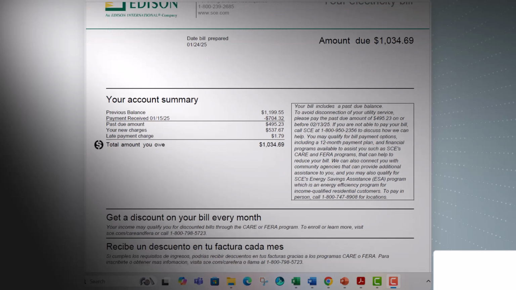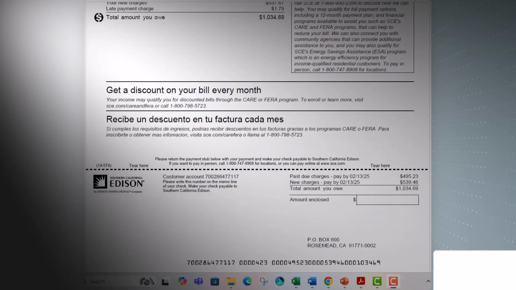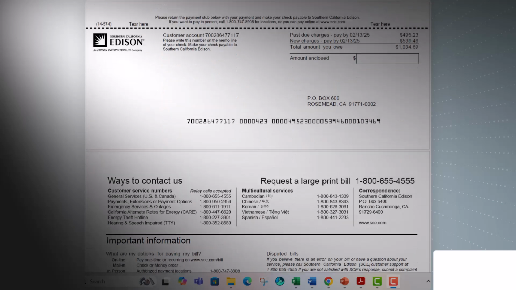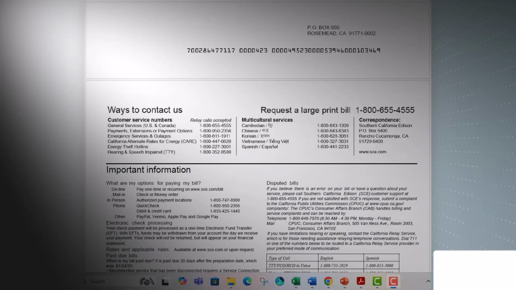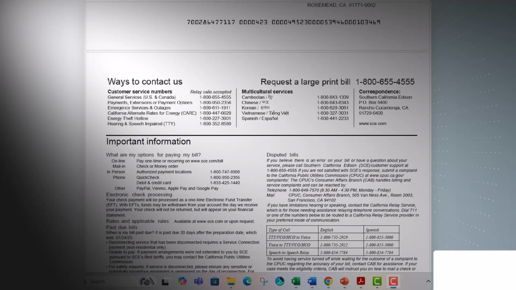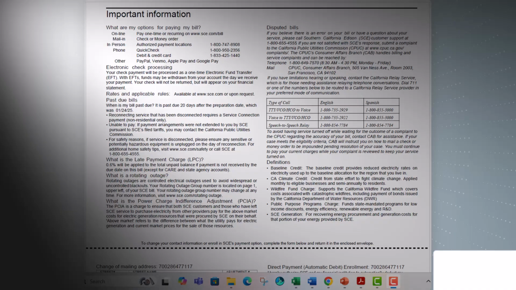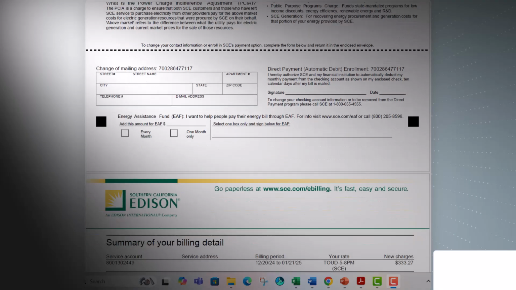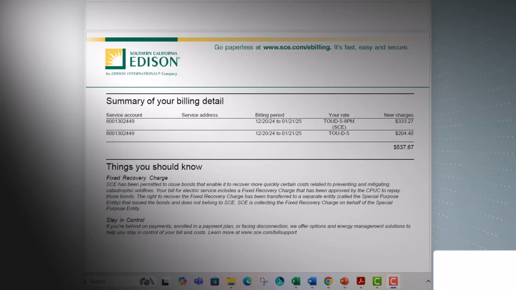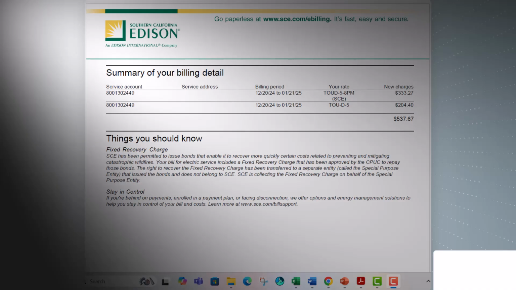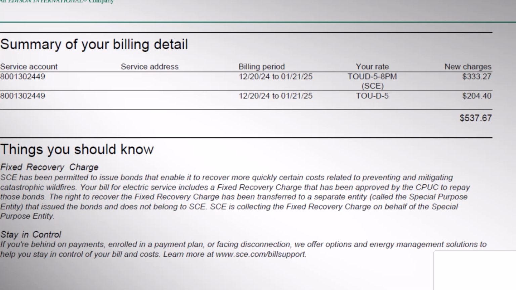But what we want to do is look a little deeper into this and analyze what is important to us. What's important to us in this application is that we want to look at the billing period and how much they paid in that period. So this account billing period goes from December 20th to January 21st. And there's 2 accounts on here with 2 charges.